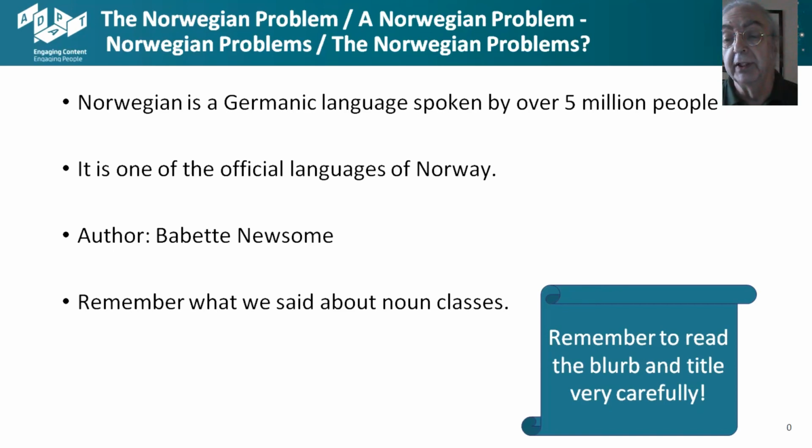Now, the first thing to do and to stress is that you should read the title and the blurb very carefully, because quite often there's some clues in there. And that's the case here. The title is The Norwegian Problem, A Norwegian Problem, Norwegian Problems, The Norwegian Problems. And that gives you a hint that the question is something about definite and indefinite articles, that's the and a, and singular and plural. And the problem is also about different noun classes.